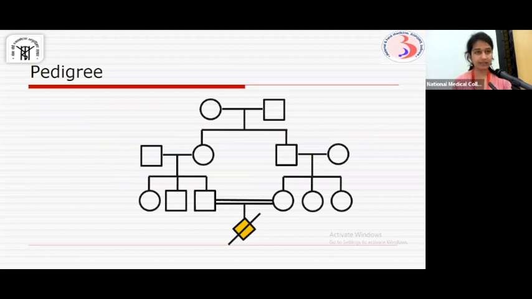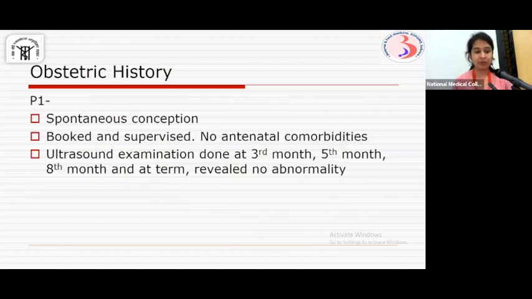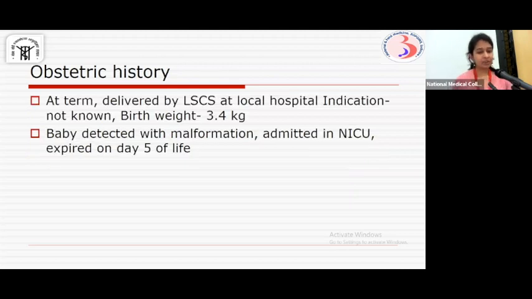She had a third degree consanguineous marriage, and no other children were affected in her family. Her first pregnancy was a spontaneous conception, booked and supervised at a local hospital with no medical antenatal comorbidities. She had her routine ultrasound examinations done at the 3rd, 5th, and 8th month and at term, and it was told to be normal. At term, she delivered by lower segment cesarean section at a local hospital for an unknown indication, and she delivered a baby of 3.4 kg. The baby was detected with malformation and admitted in the NICU in her local hospital, and the baby expired on day 5.